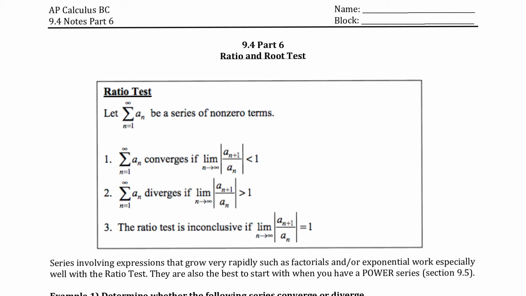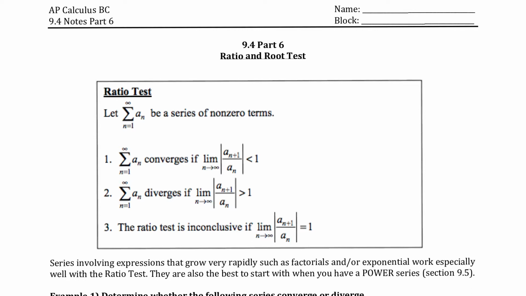So the ratio test says let the sum from n equals 1 to infinity of a sub n be a series of non-zero terms. It says that the series is going to converge if the limit as n approaches infinity of the absolute value, I should have added that in, of a sub n plus 1 over a sub n is less than 1. And then it's going to diverge if that limit is greater than 1. If you do get a limit of 1, the test is inconclusive, and you're going to have to use another test.